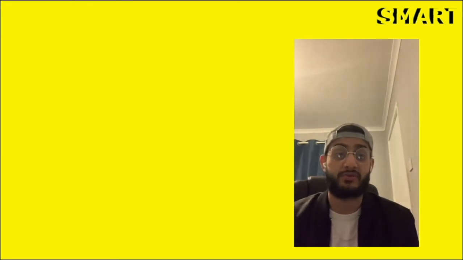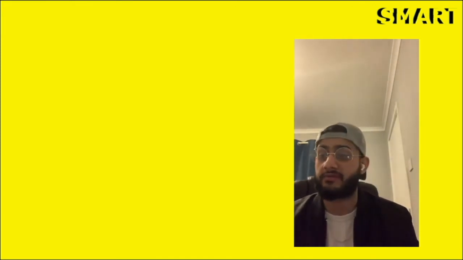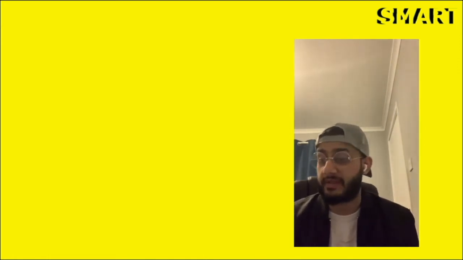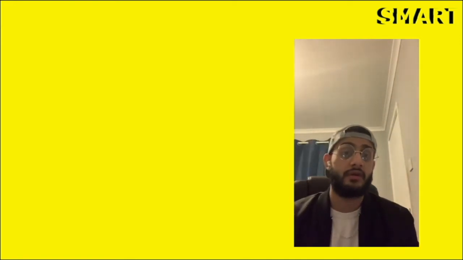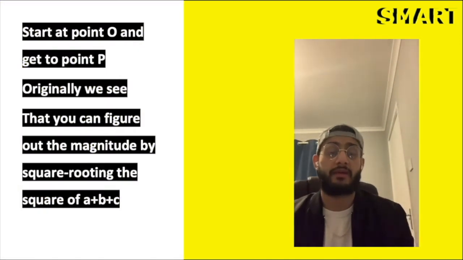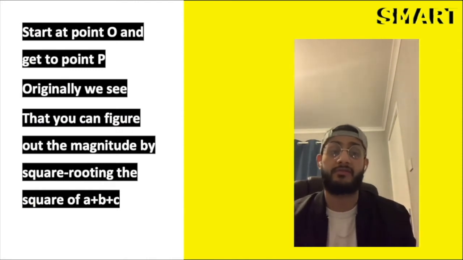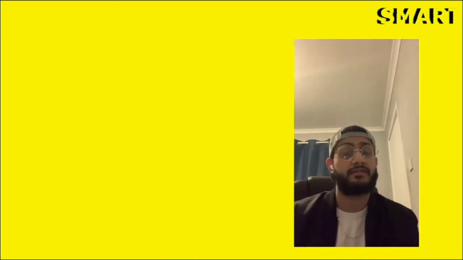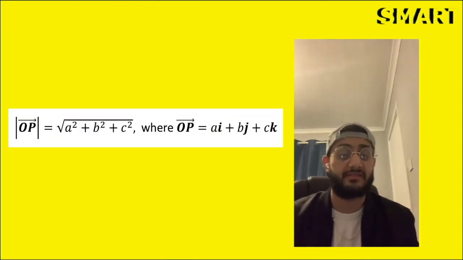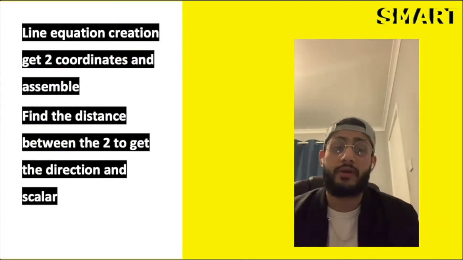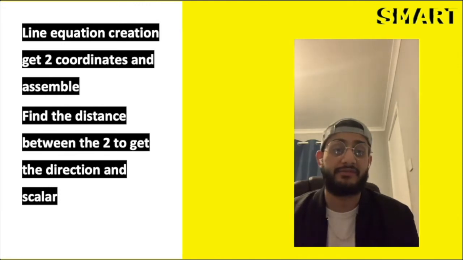Yeah, and dimensional talking, 2D or 3D, most of you guys will probably be introduced to 2D vectors, but as the maths progresses, you get introduced to 3D vectors a lot more. Start at point O and get point P, originally we see. Then you can figure out the magnitude by square root of the square of A plus B plus C. That's pretty self-explanatory. With the magnitude, that's the size, and you square root A squared plus B squared plus C squared.